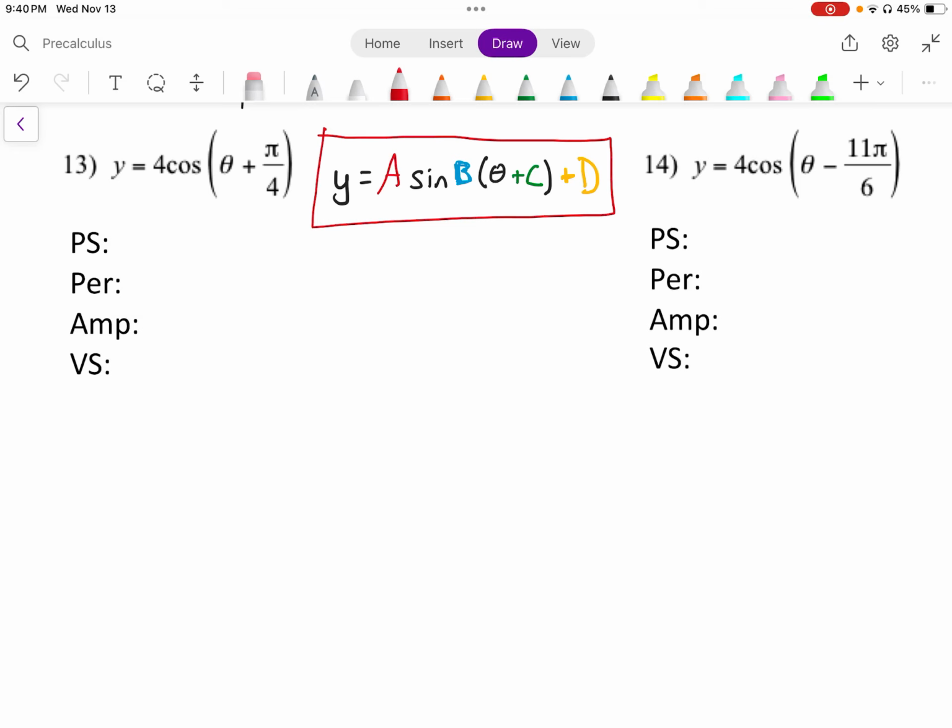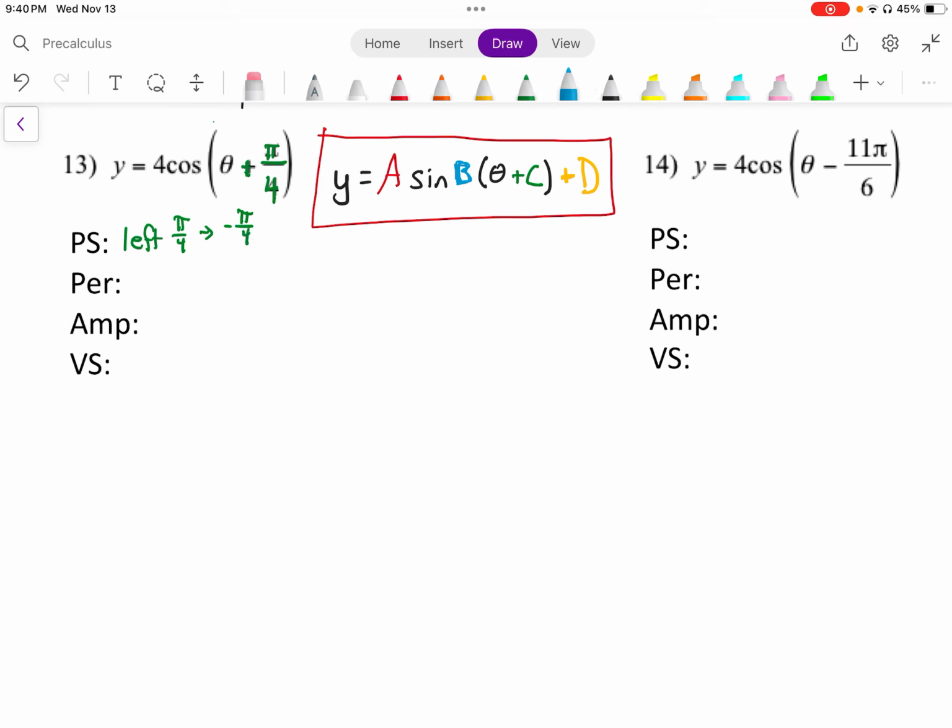All right, part 4 of graphing trigonometric functions. So number 13 has y equals 4 cosine of theta plus pi over 4. We start with the phase shift here. The phase shift comes from this green part, and so this is a left pi over 4. Left, obviously, you're going to go negative, so the starting point is going to be negative pi over 4.